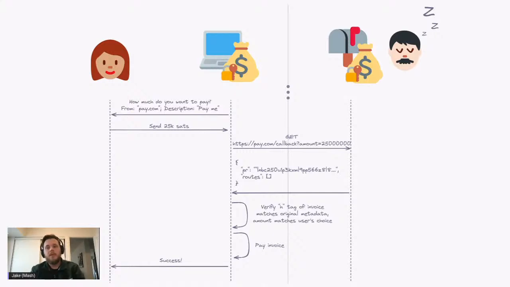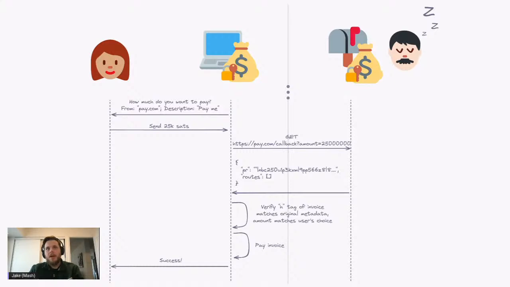Namely, let's make sure that the amount that I asked for is actually what's contained within the invoice. There's also this checking of the H tag within the Bolt 11 invoice, which I'm going to talk about a little bit in the next slide. But really, that's just making sure that the metadata that was originally returned in that first GET request that we saw on the previous slide matches what's captured within the Bolt 11 invoice. And then if everything looks good, the sender's wallet is going to pay the invoice on their behalf via the Lightning Network. And that's kind of it.